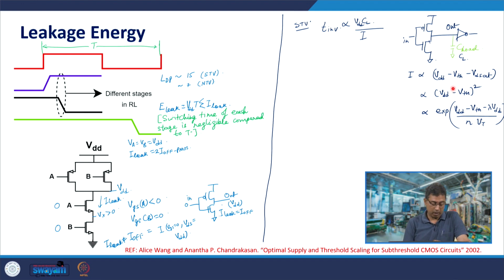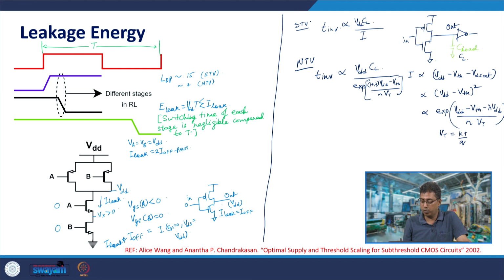Whereas, in near threshold regime, we would observe that the inverter delay is now proportional to VDD into CL divided by an exponential relationship with 1 plus lambda VDD minus VTH by N VT, where this VT we are defining as KT by Q, the thermal voltage. So, here we observe that as the value of VDD is reduced, the increase in inverter delay is much more significant, because the current is exponential.